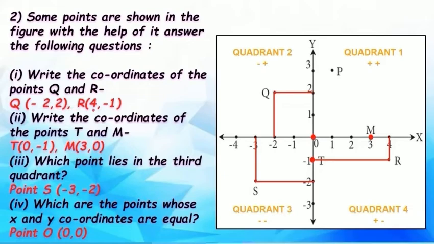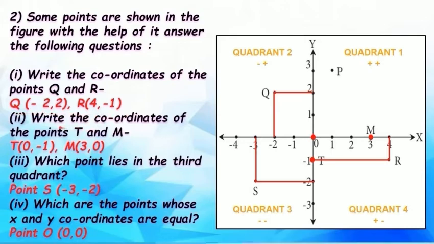Similarly for R. So R is given to be here. So again from point R, we will draw a line towards the x-axis which intersects the x-axis at point 4. So the x coordinate of point R is 4, and from the point R we will draw a line which intersects the y-axis at point -1. So the y coordinate of point R is -1. So we got the coordinates of both the points in this manner.